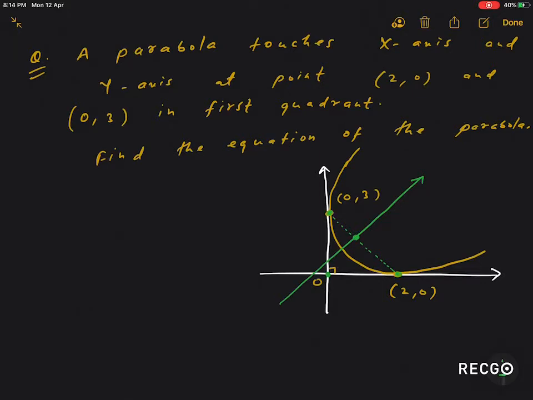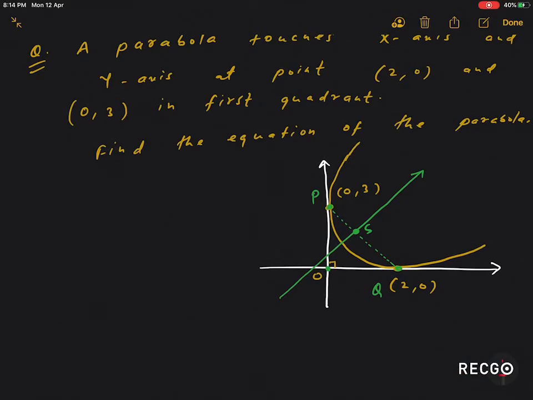Let us say this green line is the axis of symmetry of the parabola. It is not necessary that this axis will pass through the origin. Let us say this axis is passing anywhere, and if I join the two points (0, 3) and (2, 0), we get the focal chord, and the focal chord is intersecting the axis at the point of the focus.